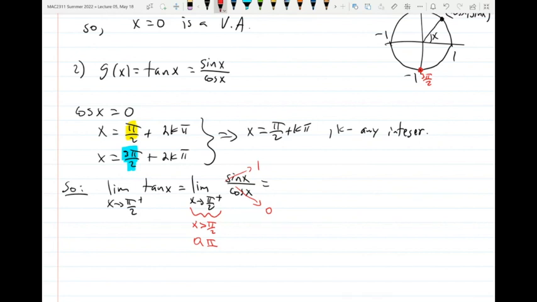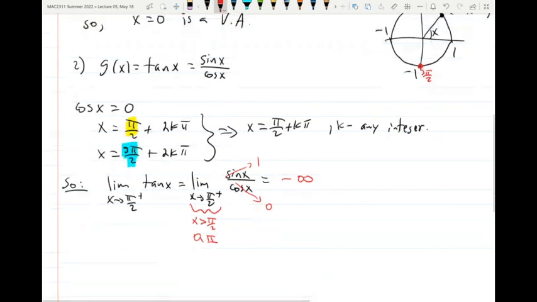Do you understand this? So what type of infinity do we get here? The top is positive 1. The bottom is close to 0 but with negative numbers. So this is an infinity, but which one is it, positive or negative infinity? Negative infinity. Does it make sense?